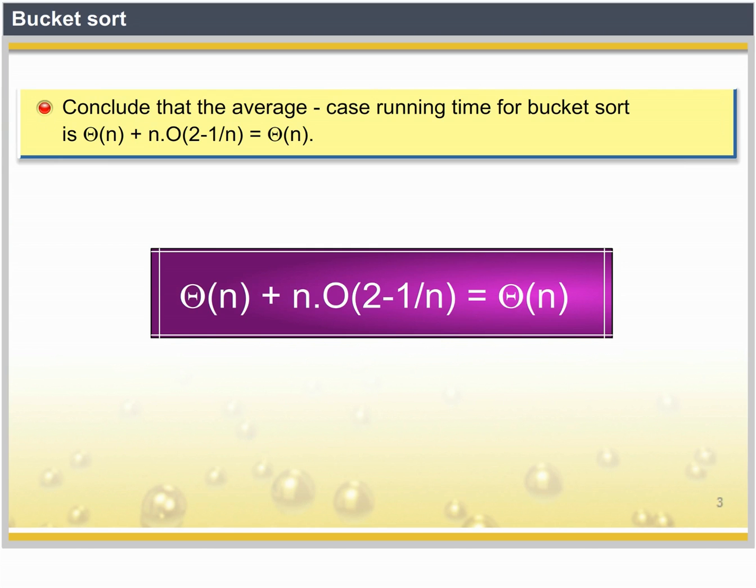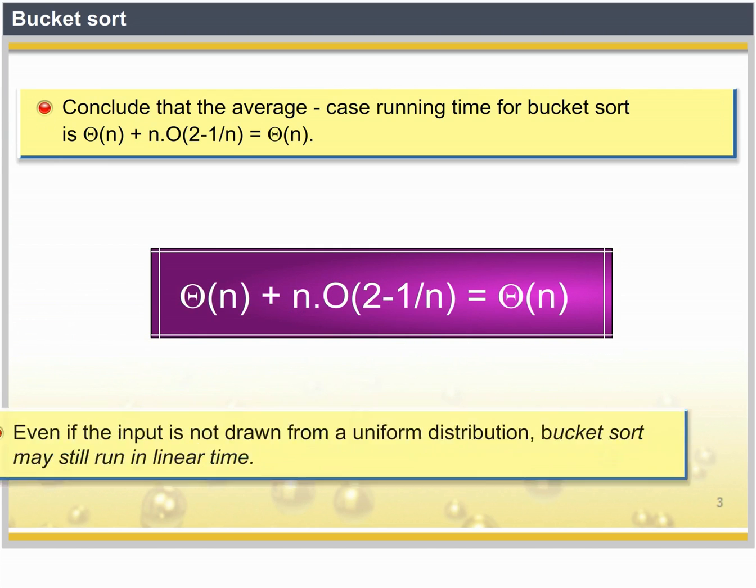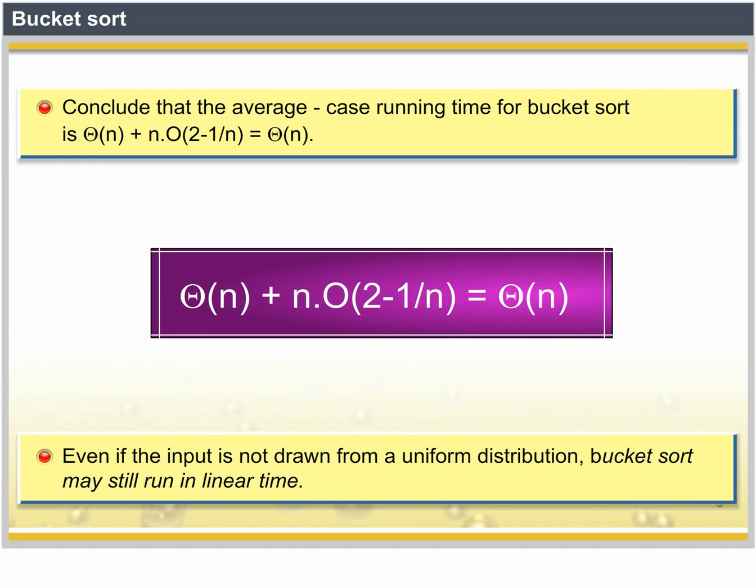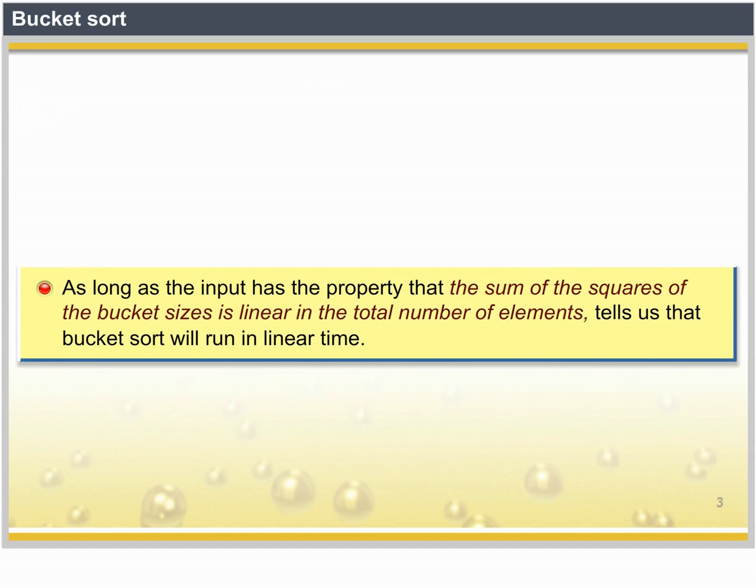Even if the input is not drawn from a uniform distribution, bucket sort may still run in linear time. As long as the input has the property that the sum of the squares of the bucket sizes is linear in the total number of elements, bucket sort will run in linear time.